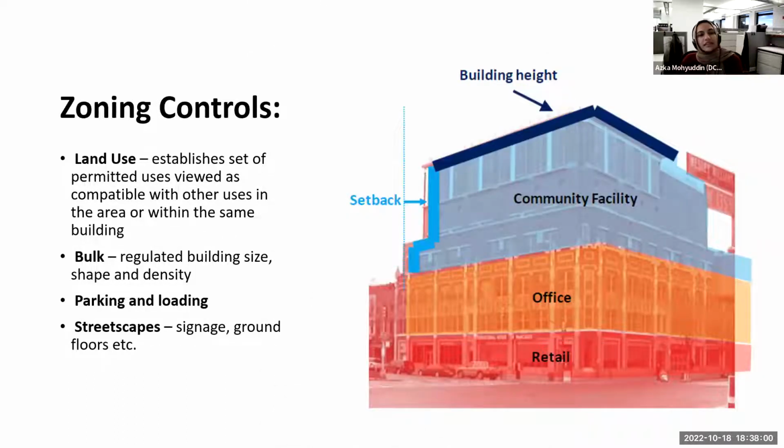The way it does this is through zoning controls. So the main zoning controls are on land use, which establishes and sets the permitted uses that are viewed as compatible within an area or neighborhood. It controls the bulk, which regulates the building size, shape, density, things like building height, setback. Those are all related to the bulk itself. It also regulates parking and loading. And it also has streetscape requirements that relate to the ground floor or signage or open space.